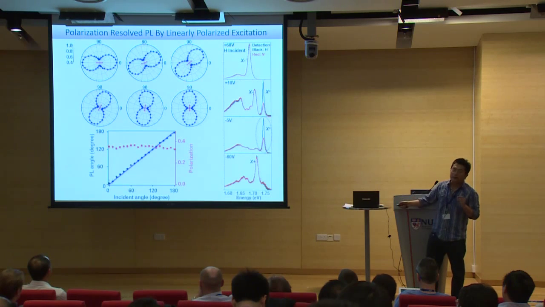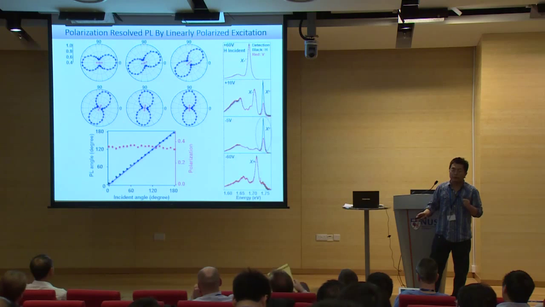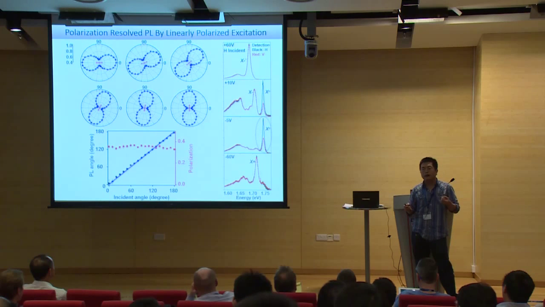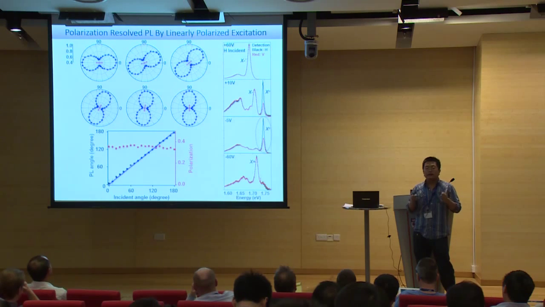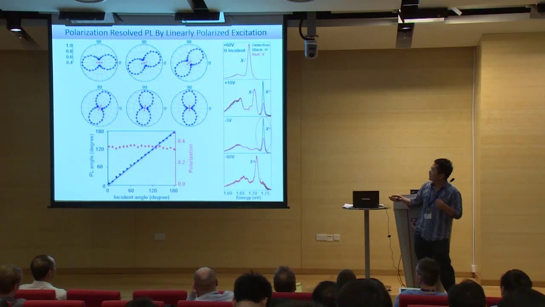You can see the degree of linear polarization has nothing to do with the polarization of incident photons. So this means the degree of polarization has nothing to do with crystal orientations, it is isotropic. Linear polarization has been observed in semiconductor systems. There are two explanations. The first one is due to the anisotropy of the material system. For example, if you have a certain axis that breaks the symmetry, you have a chance to get a linear polarization. So this is clearly another case, right?